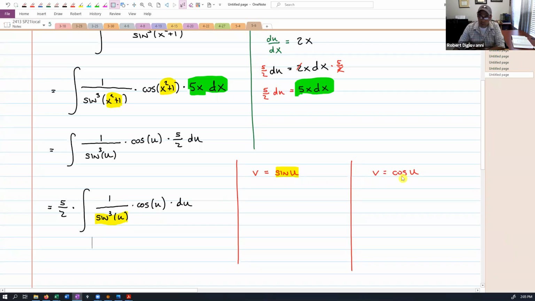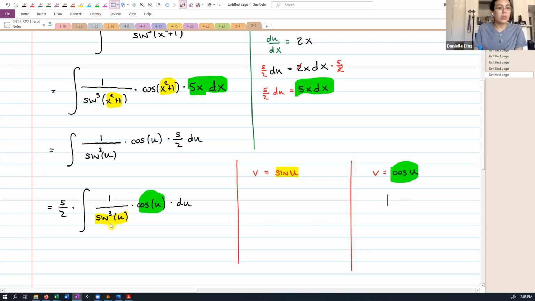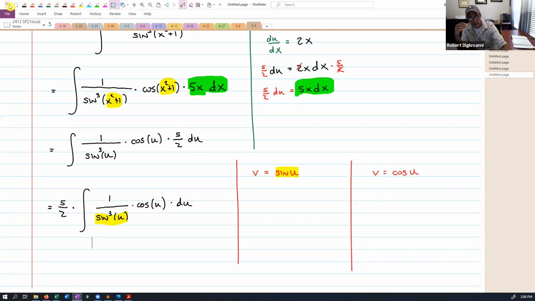How about this one? If we let v be cosine u, that would be this one up here, right? And the derivative of this would be negative sine. Do we see a sine? Yes. But where is it? In the denominator. And it's trapped because it's being cubed. We do not want to do that then. Okay, so I do not want this.